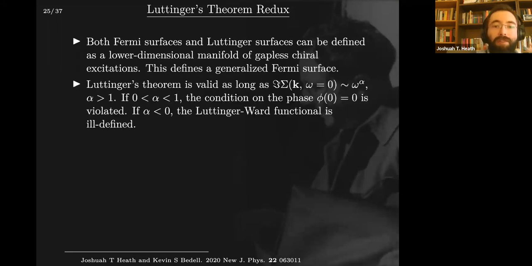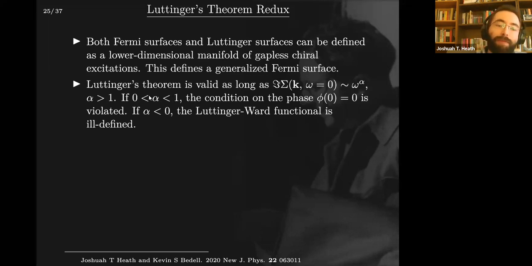Now, I'm not going to show it here, but from Kramers-Kronig relations, there was a question before about the general form of the self-energy, right? So I consider a self-energy going as omega to the alpha, where alpha is larger than 1. If alpha is between 0 and 1, the condition on the phase phi 0 equals 0 is violated. If alpha is smaller than 0, the Luttinger-Ward functional is ill-defined. So basically, we have to be very careful when forming a self-energy.